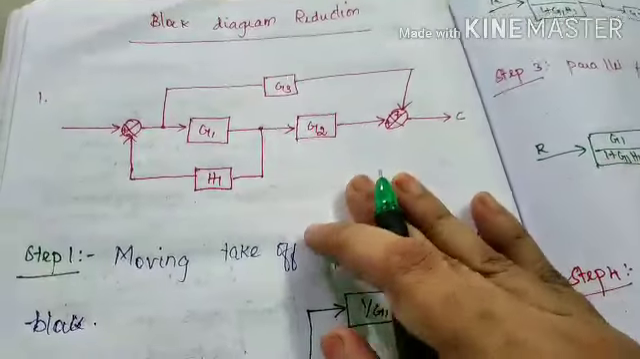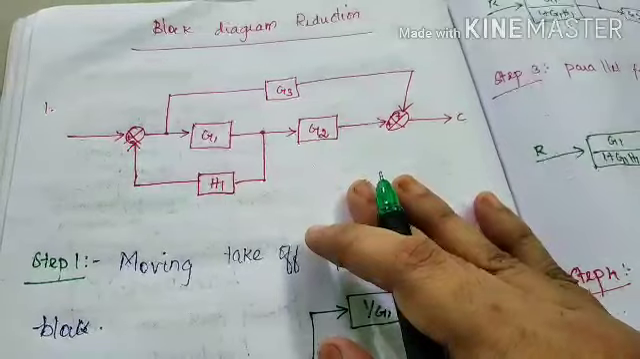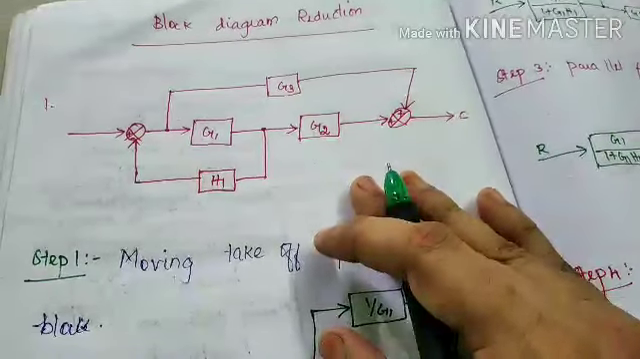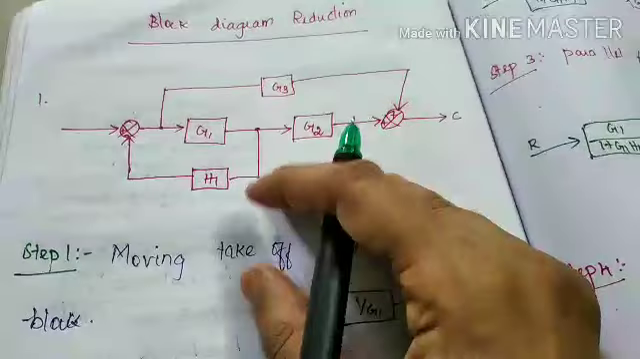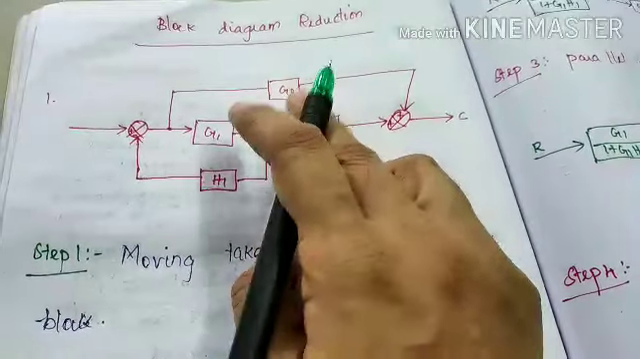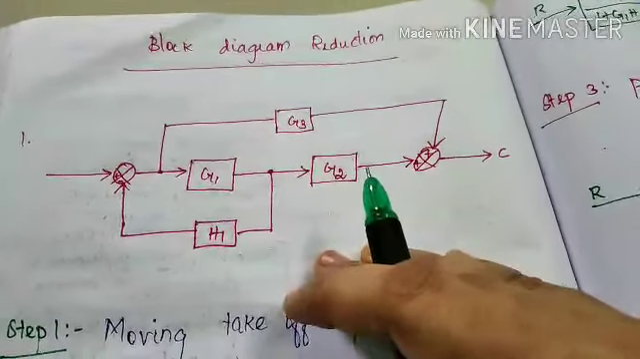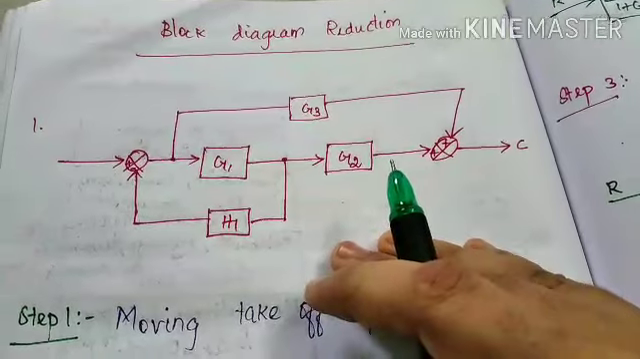In this session we are going to see the subject of control system engineering. In control system engineering we have only two topics left over: block diagram reduction, signal flow graph, as well as the root locus concept, right? In this session I am going to cover, as we have already covered the rules for block diagram reduction.